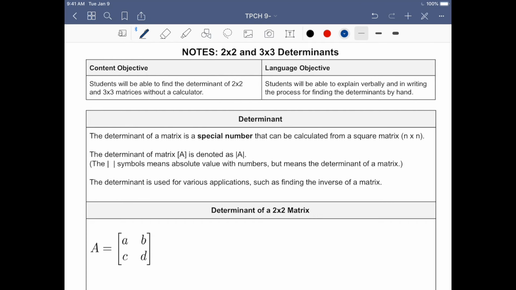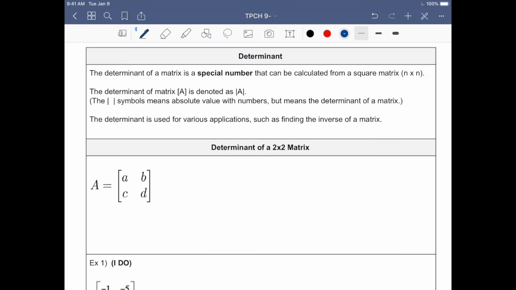Welcome to our notes on 2x2 and 3x3 determinants. Students will be able to find the determinant of 2x2 and 3x3 matrices without a calculator. The determinant of a matrix is a special number that can be calculated from a square matrix, n by n. The determinant of matrix A is denoted as the absolute value of A.